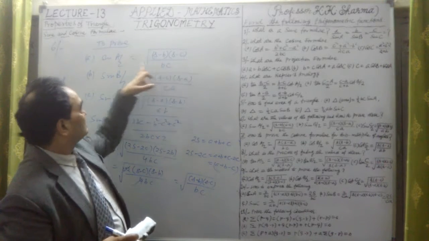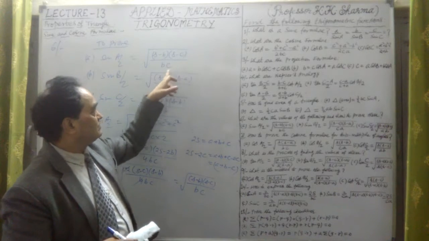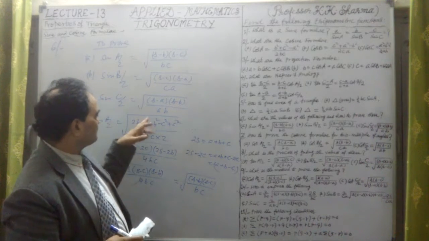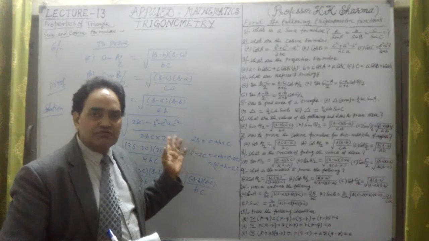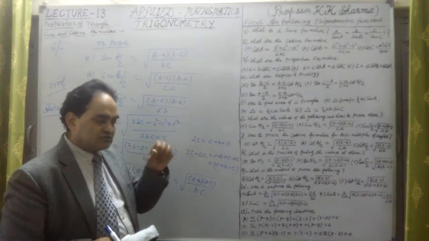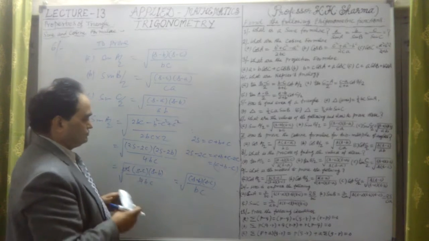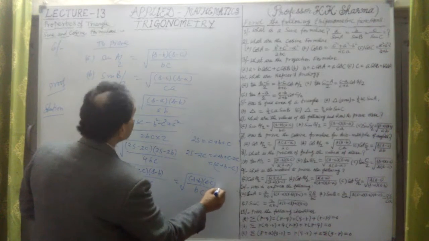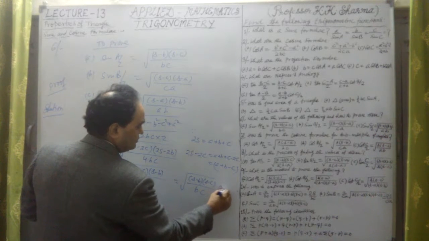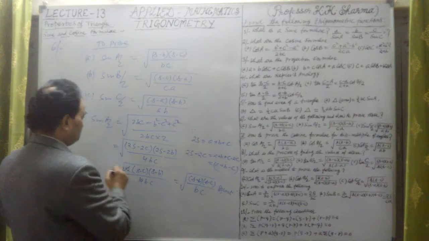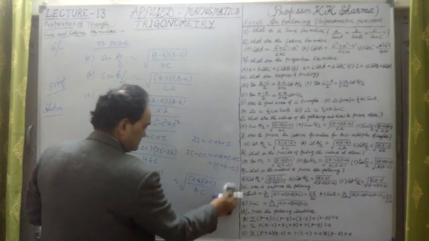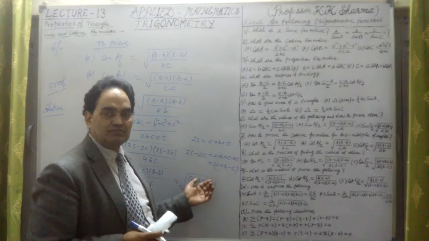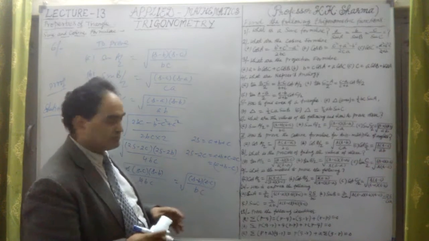This is the first part: sine A by 2 equals the square root of s minus b, s minus c upon bc. The same value is obtained. What we have done is we just applied this formula: sine A by 2 equals under root of 1 minus cos A upon 2. The value of cos A we have to substitute. This is the value of sine A by 2. This is the answer, the first part.